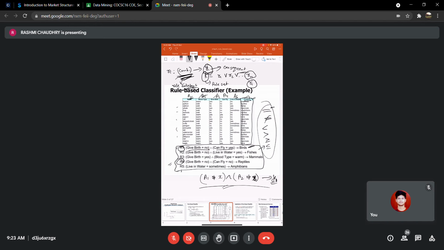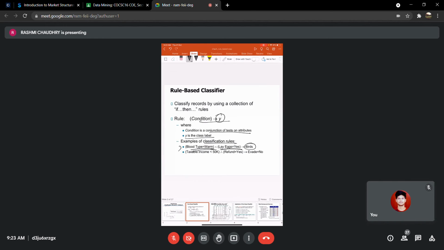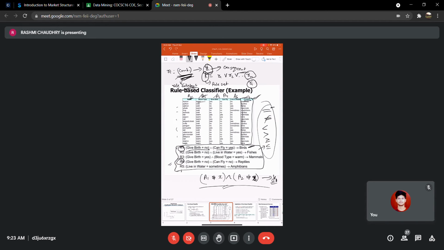Blood type is warm, lays eggs. That particular attribute is not given because this is just an instance in this PPT. A few more attributes will be given here: has legs, lays eggs, skin cover. In this way, rules can be defined.